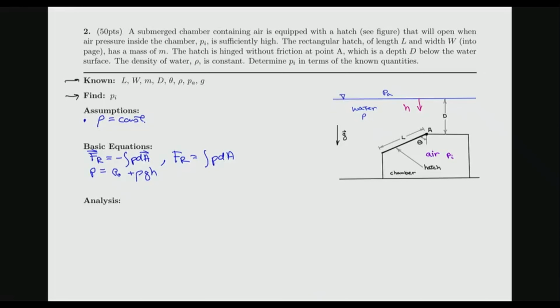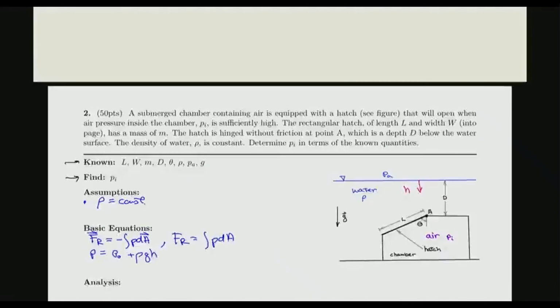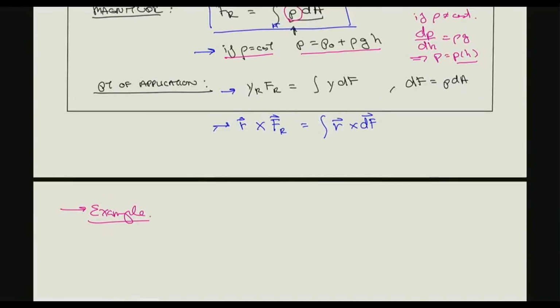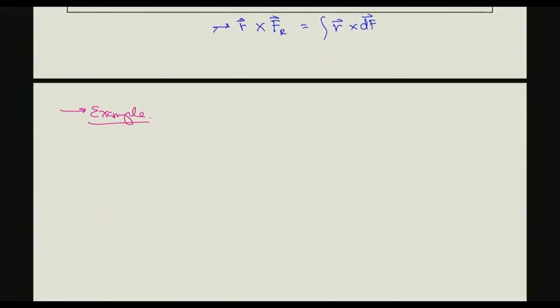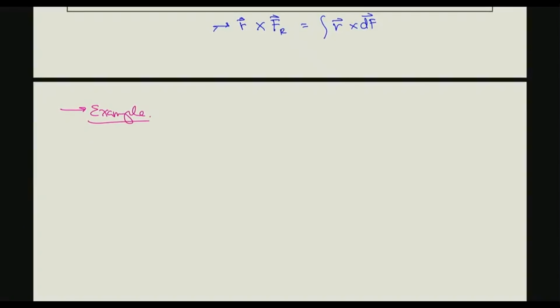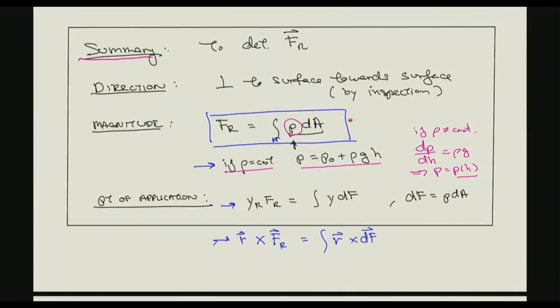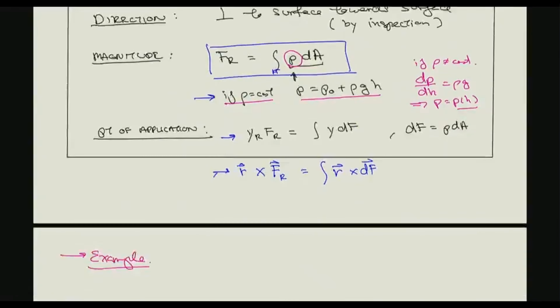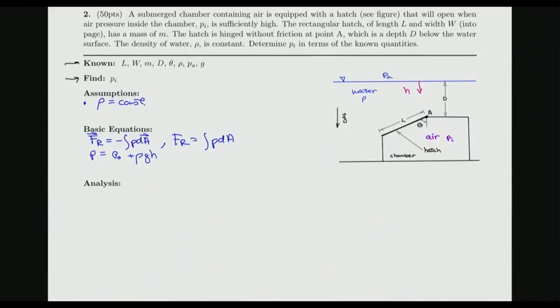So we can take either of these equations. On an exam, I would have an equation sheet with the vector form of this and then this. So we can write R cross F sub R is equal to the integral of R prime cross dF sub R.